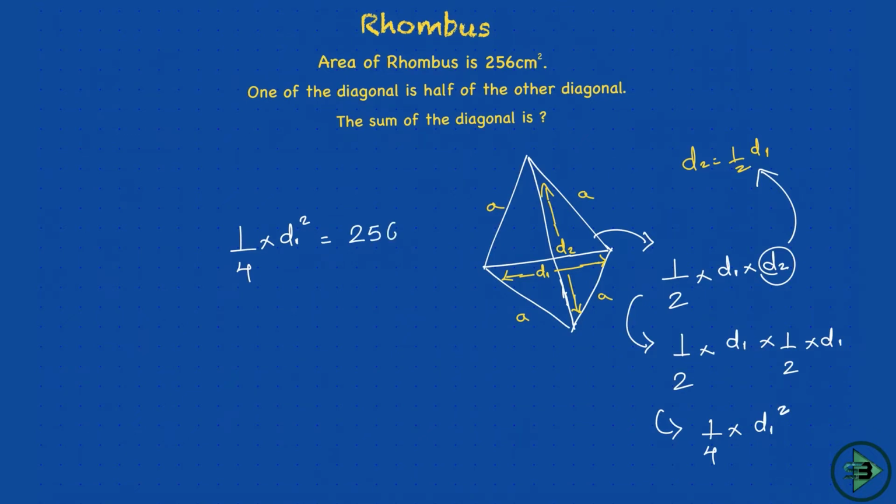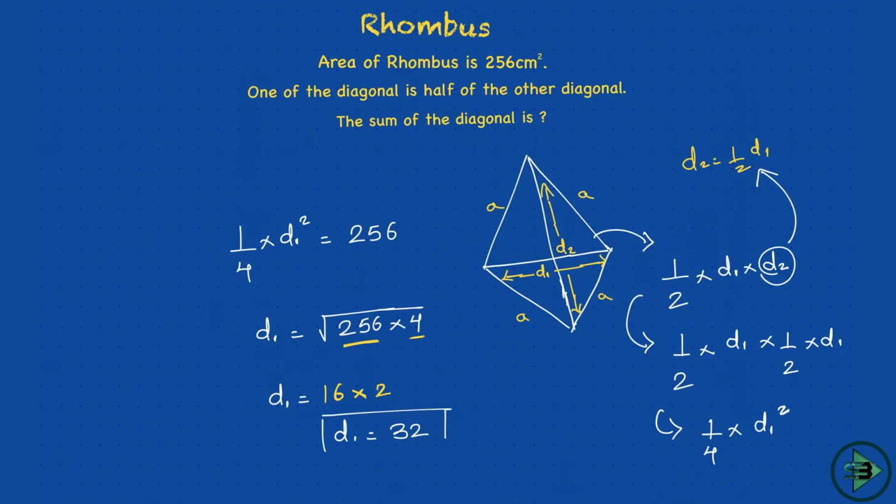So what is d1 then? d1 is equal to the square root of 256 into 4. What is 256? 16 square, so 16 will come out of the root. And what is the square root of 4? That is 2, so 2 will come out. So d1 is equal to 16 into 2, which comes out to be 32. That is your d1, one of the diagonals.